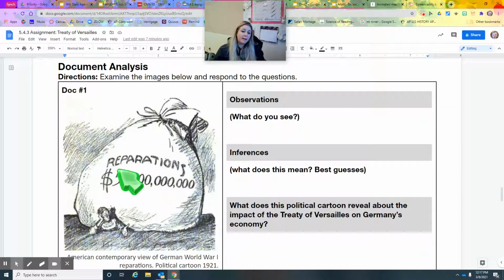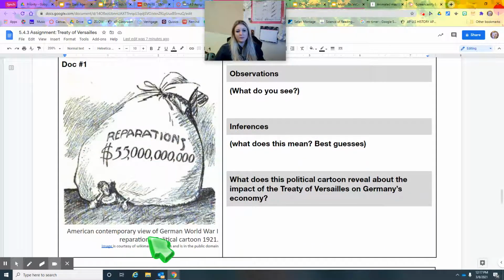All right, document analysis. So we're going to examine the images below and respond to the questions. So here's document 1. Reparations, remember, means repair. There's 55 billion marks that they have to pay back for the war. American Contemporary View of German World War I Reparations. It's a political cartoon created in 1921. Here's Germany with the amount of money that they have to pay.